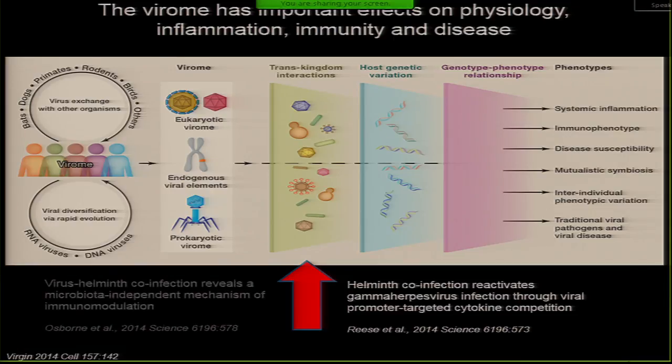At the same time that we published this, David Artis, we collaborated with, and it turns out that the same worm changes the CD8 T cell response to another virus, the norovirus that I mentioned before, so that the same worm both inhibits the response to one virus and turns another virus on.